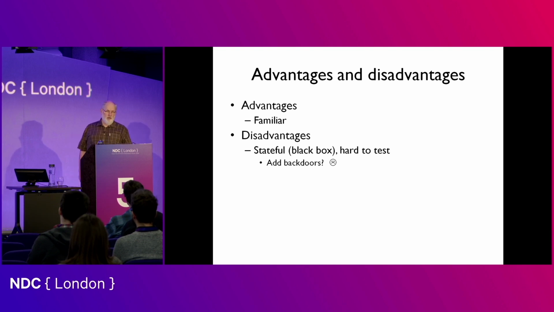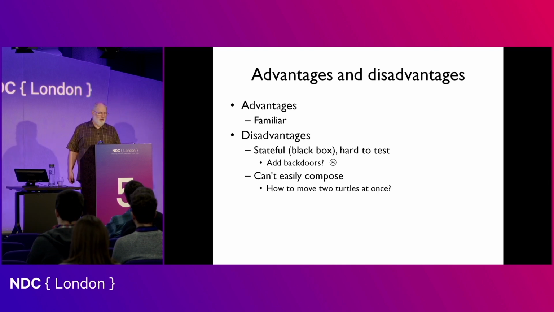It's a stateful thing. It's very hard to test. I've got no setters and getters. How would I test that the angle logic is working? How would I test that the moving logic is working? I can't really, because it's all kind of internal to the object. So a lot of people add backdoors. They'll add a getter and a setter, or they'll add some special thing for testing only, and that's not so good, really, is it?